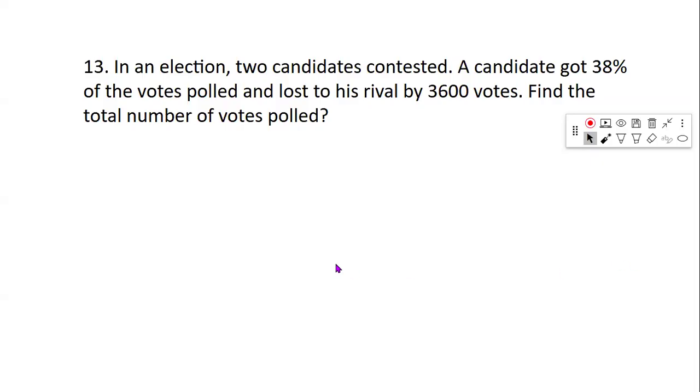In an election, two candidates contested. A candidate got 38% of the votes polled and lost to his rival by 3,600 votes. Find the total number of votes polled. So try to understand the question first. This is an election related question. Only two candidates. This you should highlight. Okay, there is no third candidate. So whatever votes there are, they are split between those two candidates. A candidate got 38% of the votes.